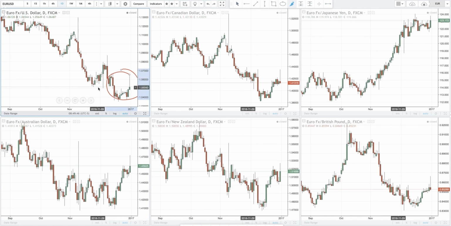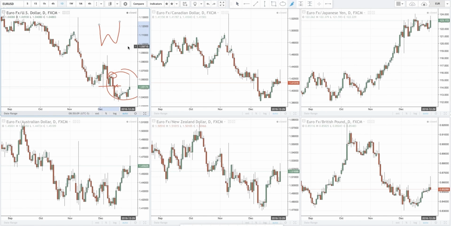The euro's made a lower low. The guy responsible was here because the breach happened right here, right? And currently we're still below. This says the euro is still weak. It did pull back a little bit, but the euro's weak. We're gonna put this as a W. Okay, the euro is weak.